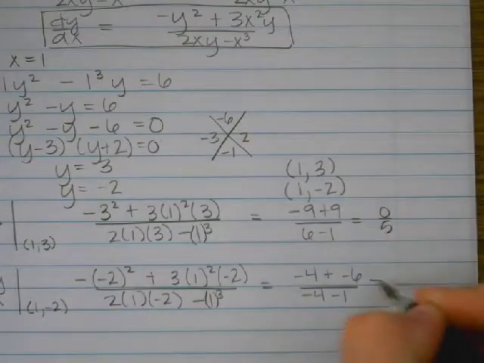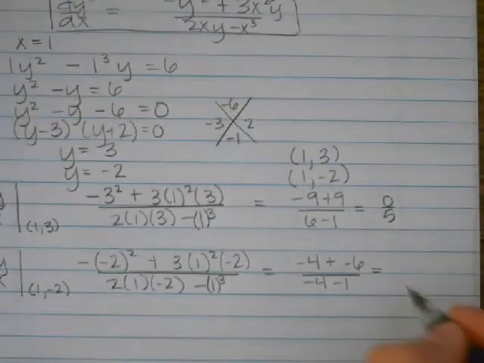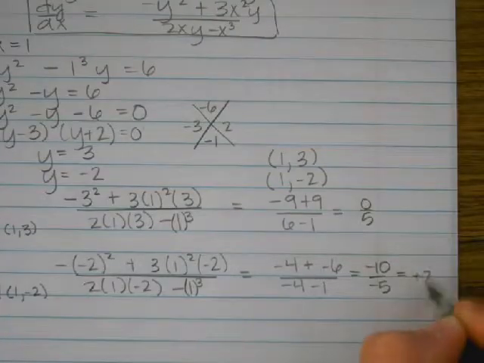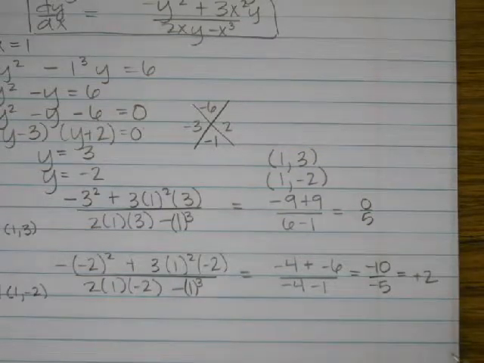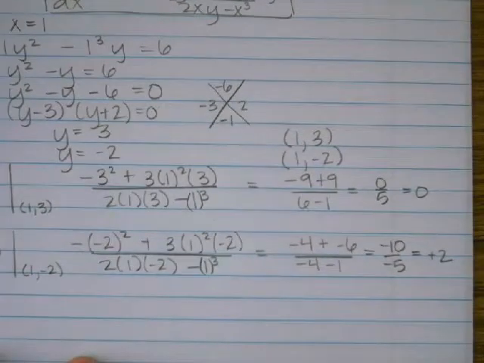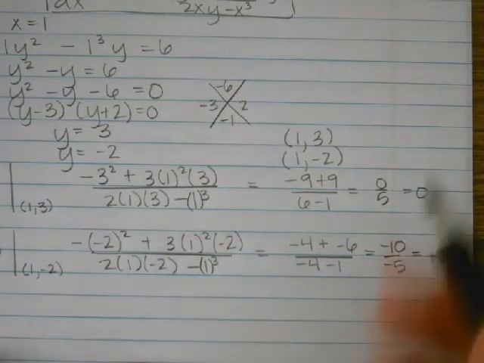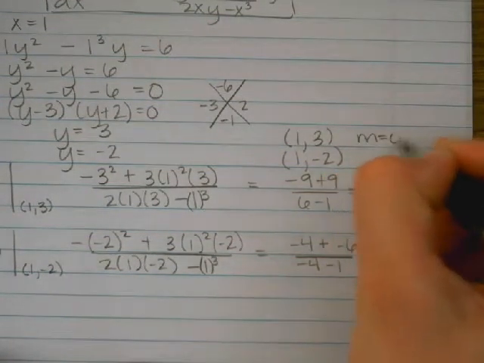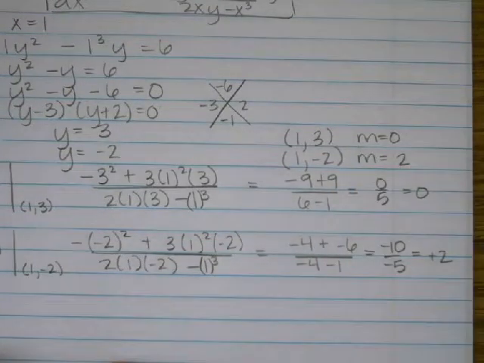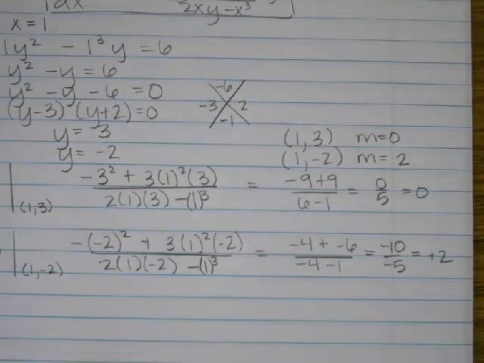All right, did you guys get the same slopes? So we got a slope of 0 and a slope of 2. Is that right? Is that what you got? Okay. So for the point (1, 3), we have a slope of 0. For the point (1, negative 2), we have a slope of 2. So if that's the information you have, how do you write the tangent line?